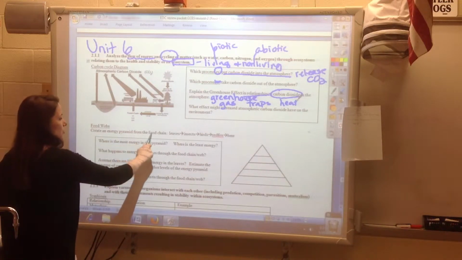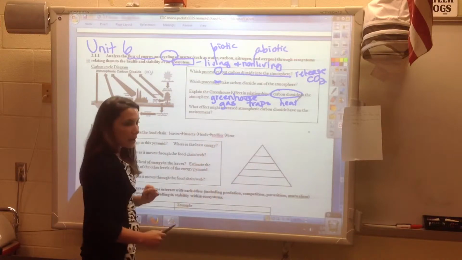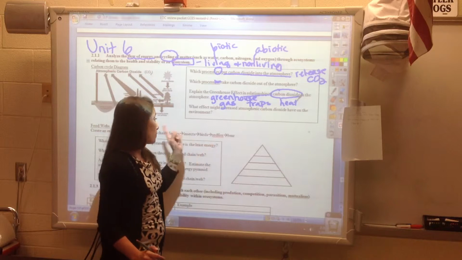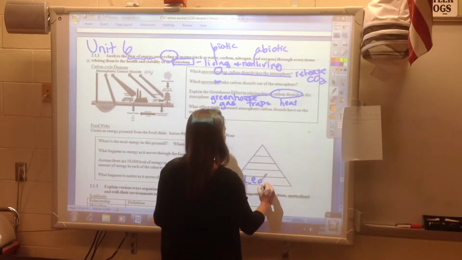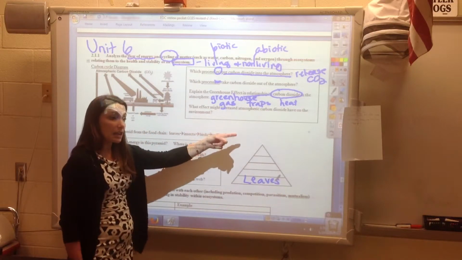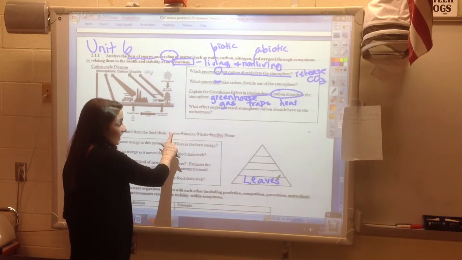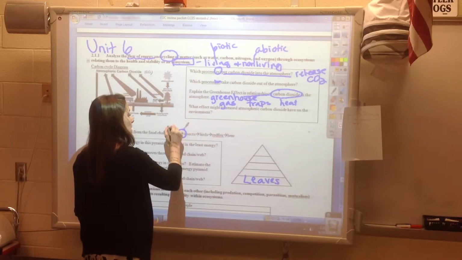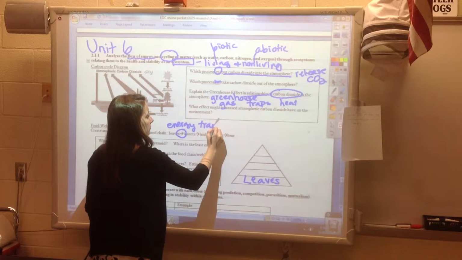Create an energy pyramid from the food chain: leaves, insects, birds, red fox, and bear. So which one would go on the bottom? Remember, producers always go on the bottom. So our leaves will go here. This is a food chain. It doesn't overlap at all. Now be careful. This doesn't mean that leaves are eating the insects. This arrow represents energy transfer.